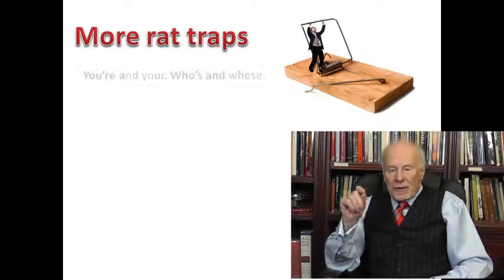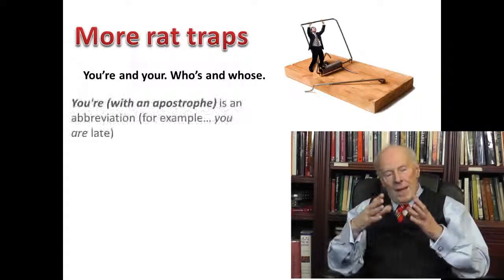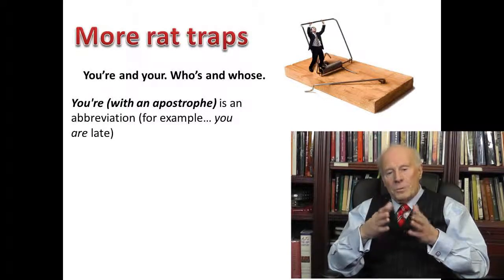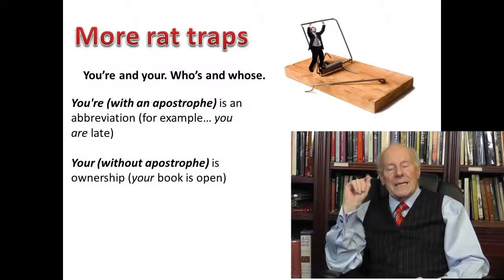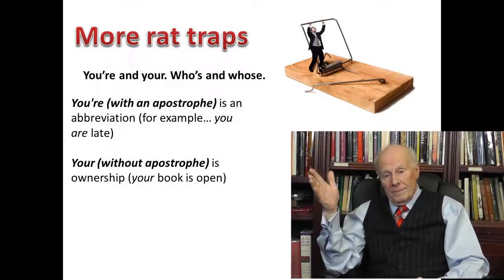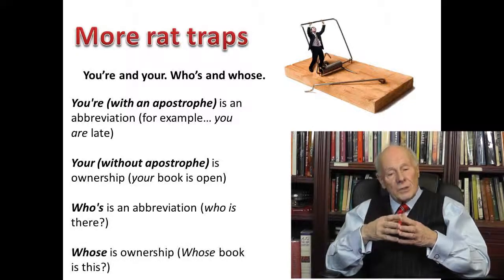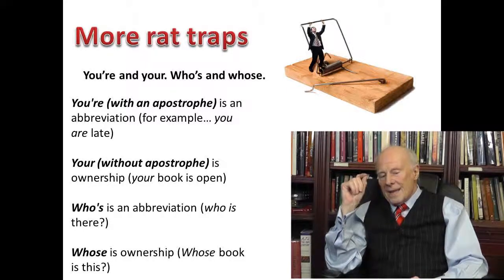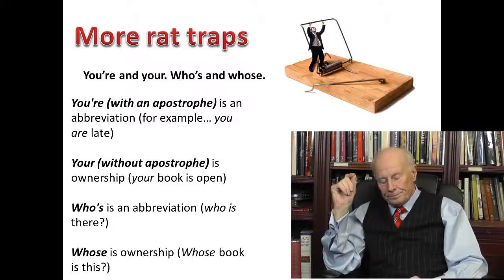There are two remaining rat traps, you're and your, who's and whose. You're with an apostrophe is an abbreviation. For example, you're late, meaning you are late. Your without an apostrophe is ownership. Your book is open. Who's with an apostrophe is an abbreviation. Who's there? Who is there? Whose is ownership. That's where there isn't an apostrophe, such as whose book is this? The same saying it out loud test works just as well with these two words.